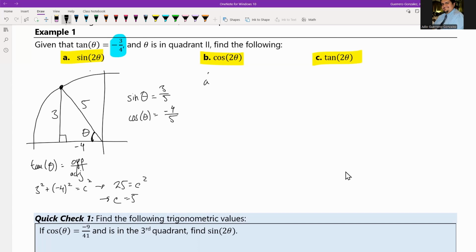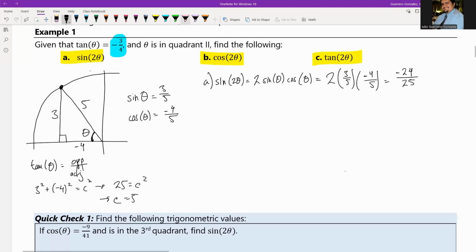Okay, part A: sine of 2 theta is 2 sine theta cosine theta. And we're off to the races. We have both of those, right? So 2 sine theta, 3 over 5, cosine theta, negative 4 over 5. Okay, and if you multiply these out, minus 24 over 25. We are done. That was it.